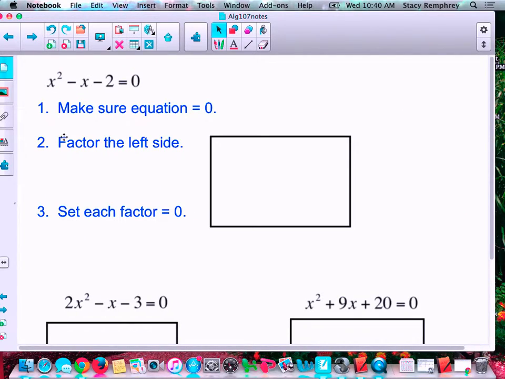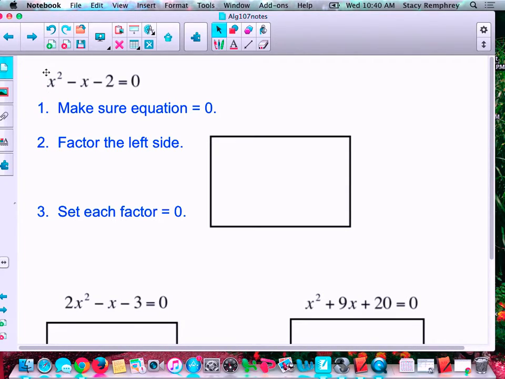On the next slide, we're looking again, you have to make sure it equals 0. If it doesn't, use your algebra properties to make it equal 0. Because we need it to equal 0, that's our magic number, why it's so easy to figure out. Then you're going to factor the left side, and we need to check if we can.